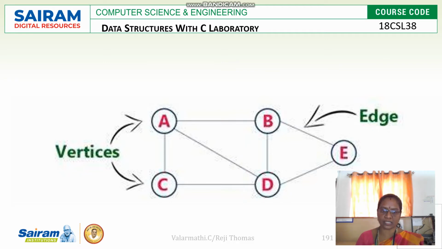Graph is a non-linear data structure. It is drawn with the help of vertices and edges. Vertices are considered as nodes here, and they hold some data. Edges are connecting lines which connect two nodes together. So with the help of vertices and edges, the graph is written.